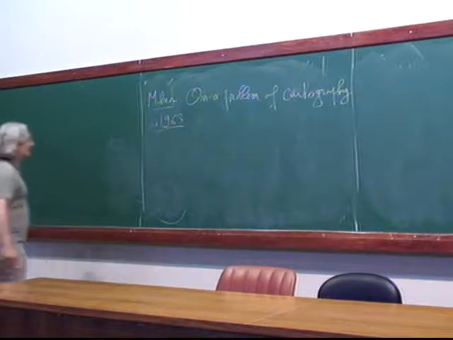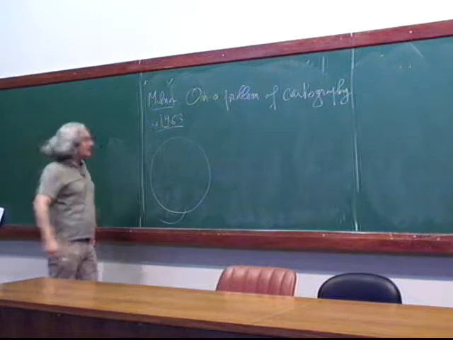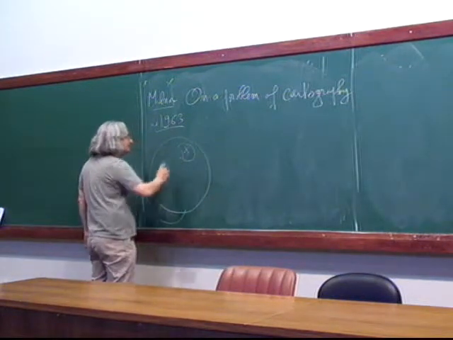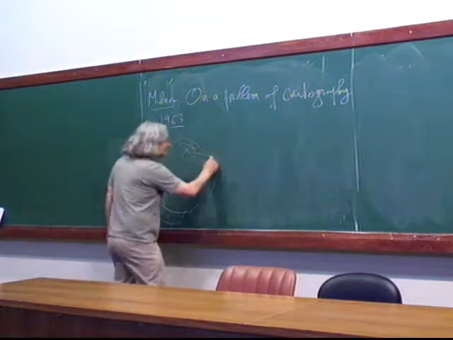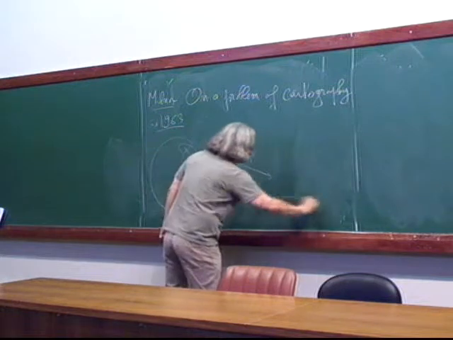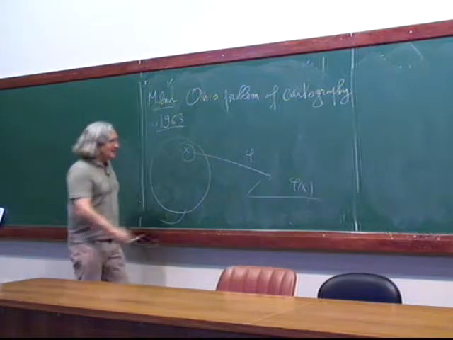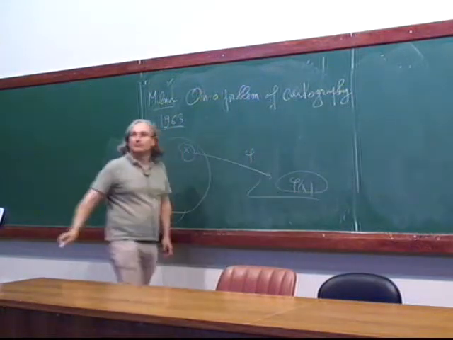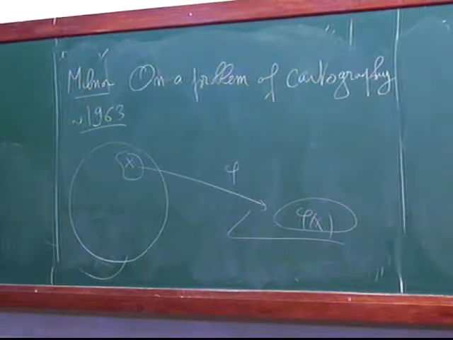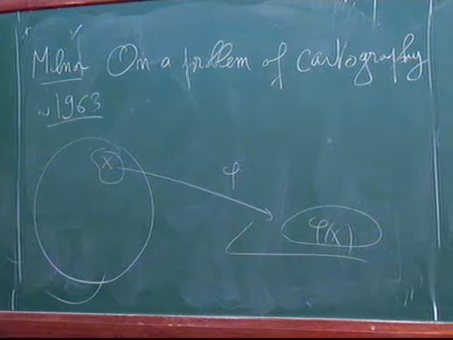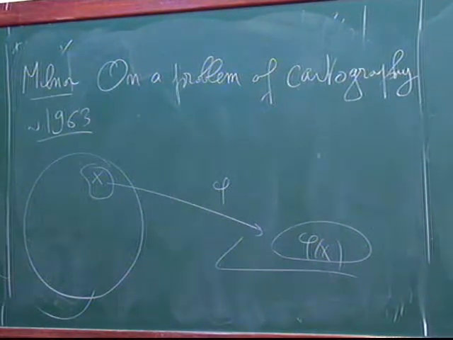So he says, here's the sphere, and you take a country, X, and you want to construct a map from X to the plane. And you would like this map to be as good as possible. But he says, why should we look at conformal maps? Maybe we can find non-conformal maps which are better than conformal maps. So we have to define what is better.